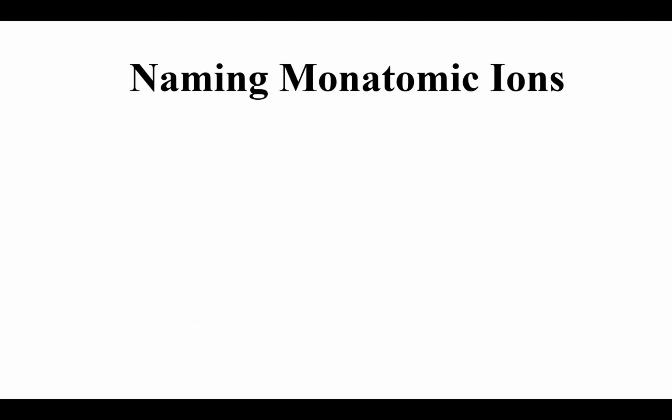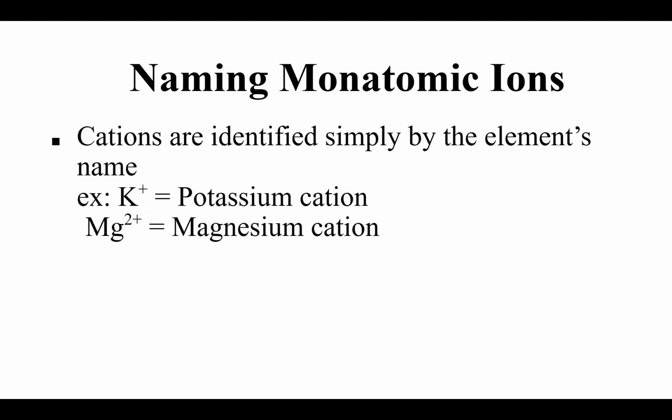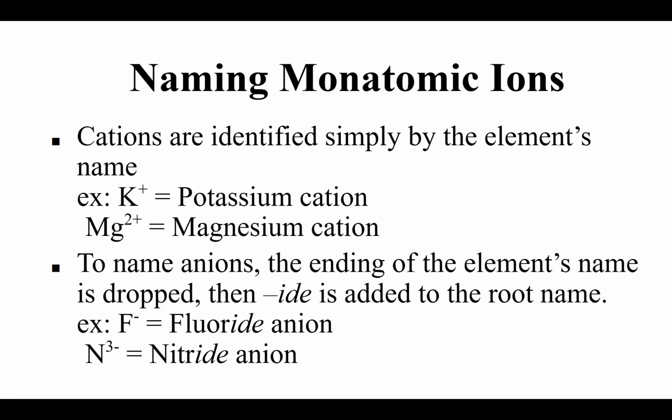So let's learn how to name ions. And once we learn how to name ions, we can start naming binary compounds. So we know cations are the positive. Remember this positive sign right here indicates that it's positive. Cations are identified simply by the element's name. So potassium becomes the potassium cation. Magnesium becomes the magnesium cation. The cation is just the element's name.